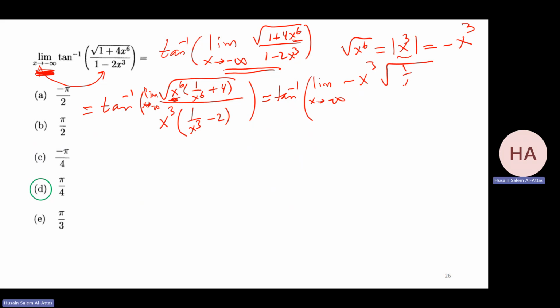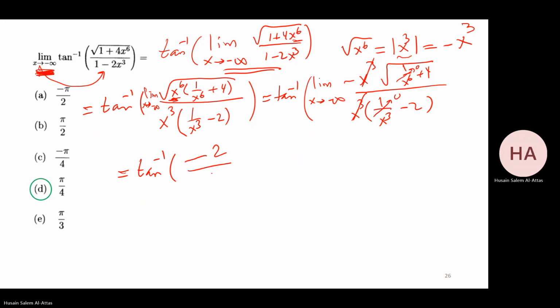The rest over. Here I have x cubed in the denominator, with 1 over x cubed minus 2. Done, x cubed cancelled. Now I can substitute. You will get tan inverse of minus, this is 0 and this is 0, square root of 4, which is 2, over minus 2. So I have tan inverse of 1, which is pi over 4. This is the answer.